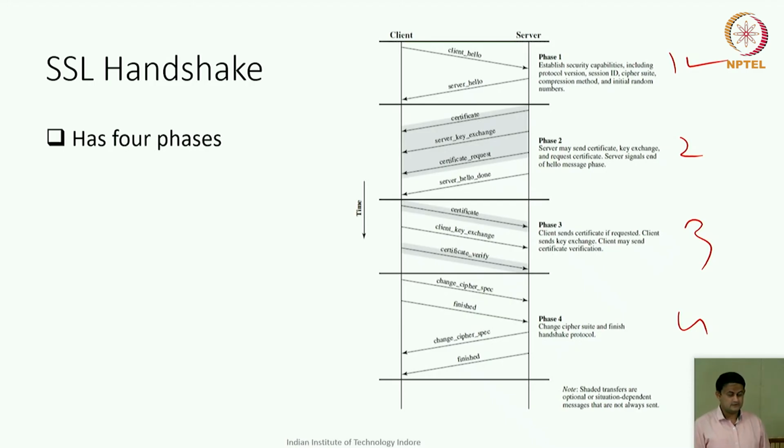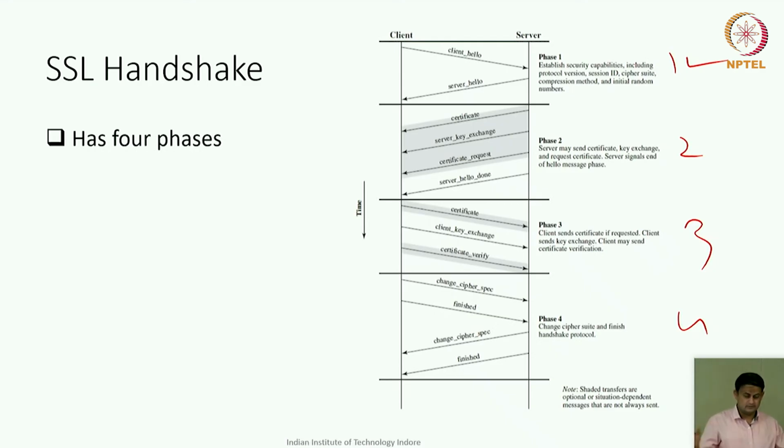In the second phase, the server might send its own certificate to the client, basically to authenticate and establish that the client is indeed establishing a connection with a genuine server. So the server sends a bunch of details back to the client. And in the third phase, sometimes the client might also send a certificate to the server, but that is an optional thing.